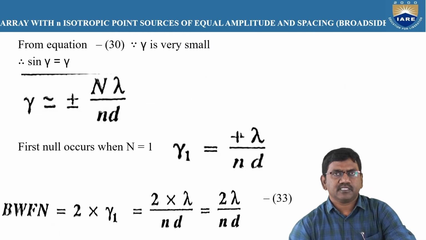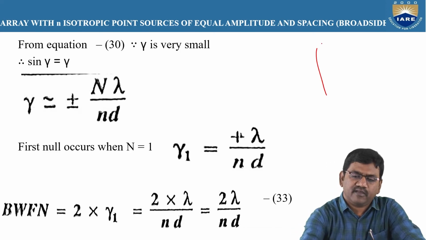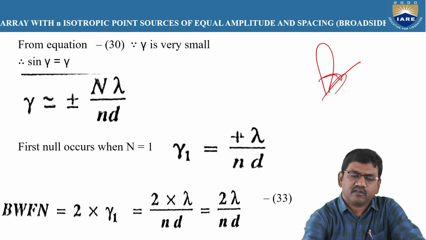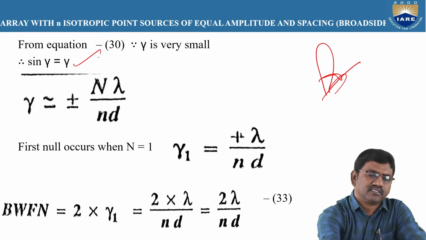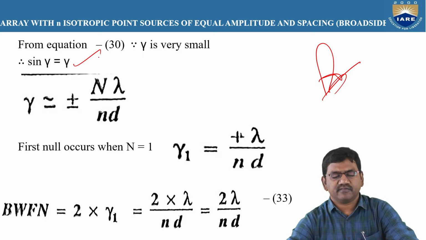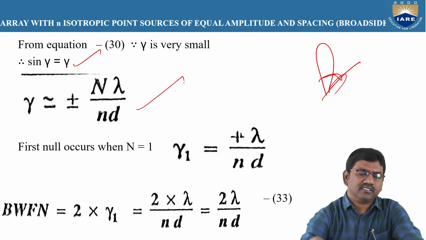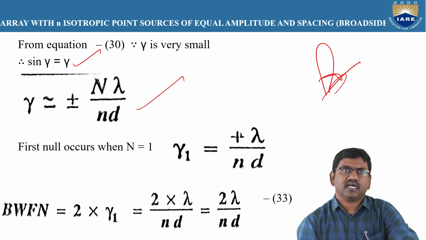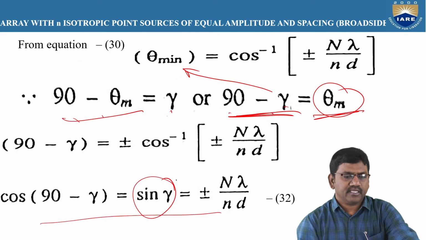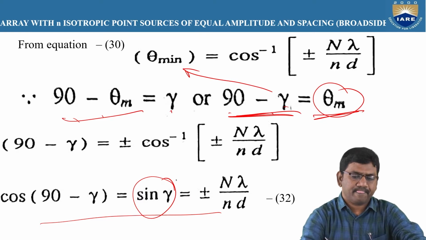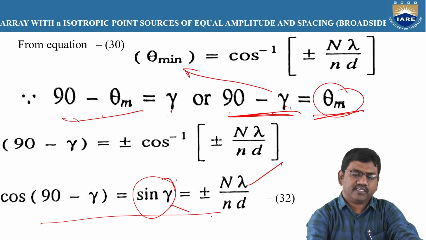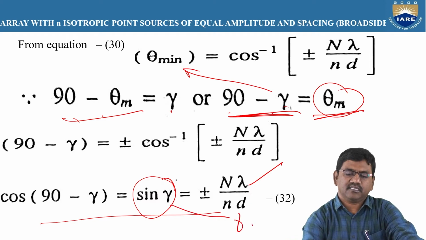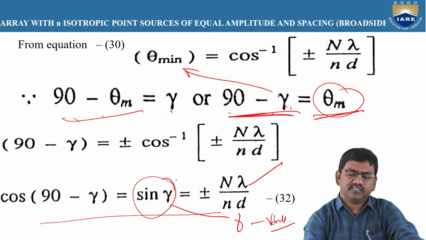If gamma is assumed as a very small value, then sin gamma is equal to gamma. So if we assume this gamma value is very small, then sin gamma will be equivalent to gamma. So overall, gamma is equivalent to plus or minus n lambda by n d. Sin gamma is equal to gamma is another condition: gamma is very small.